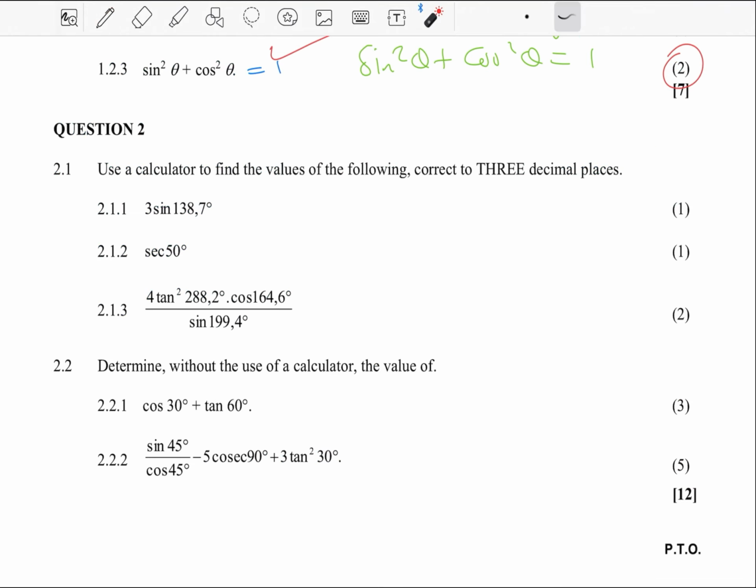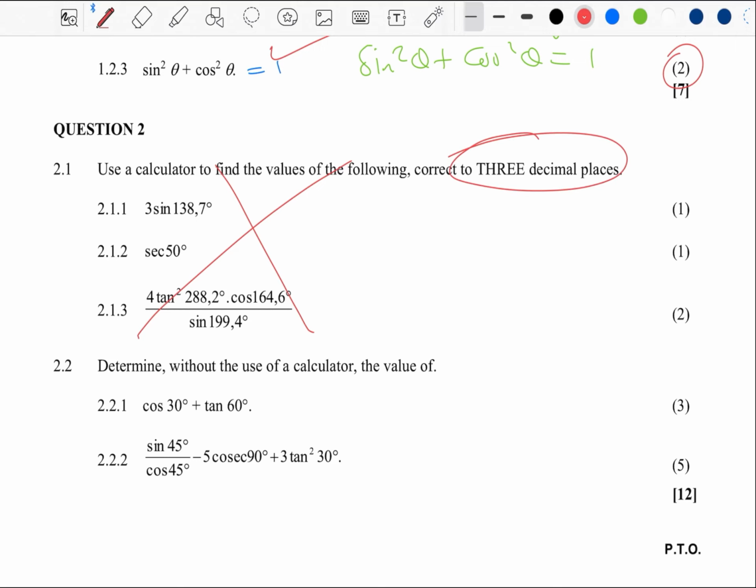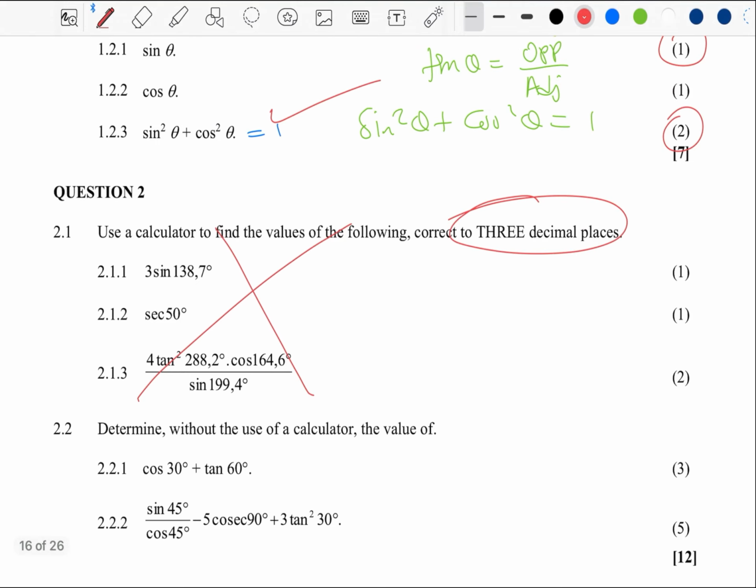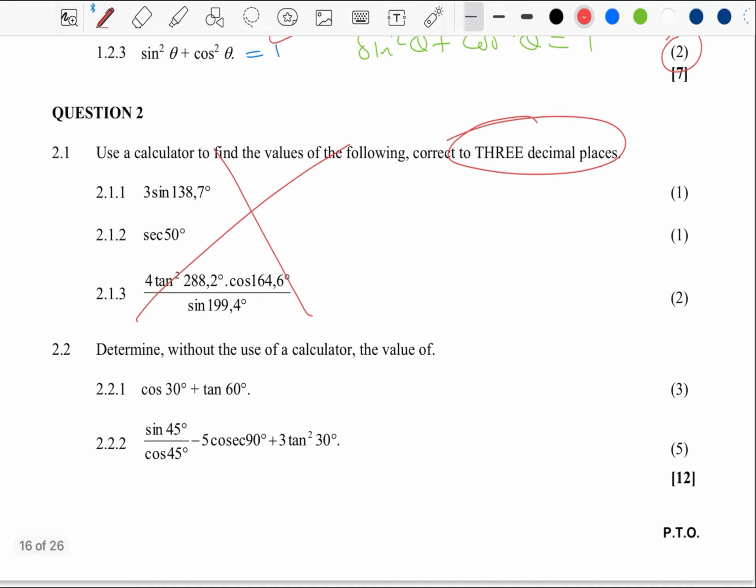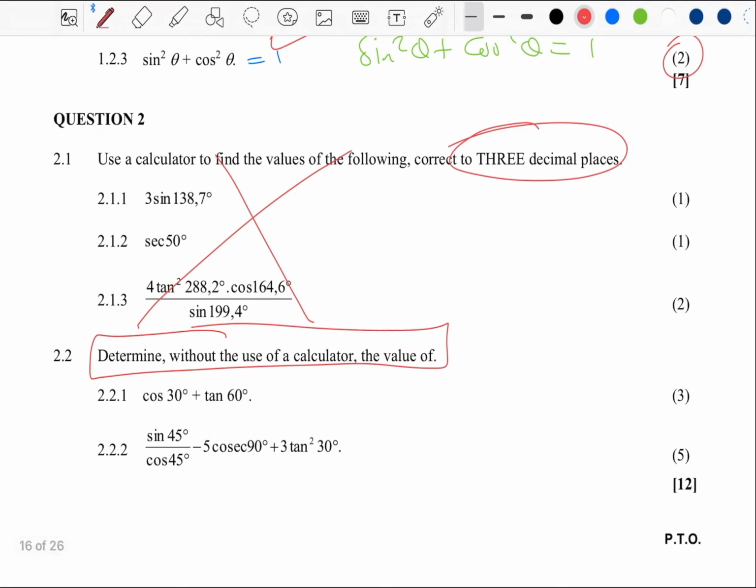So for question 2, we're definitely not going to do this, because they want you to just use a calculator to find the following values, and leave it to 3 decimal places. Of course, just take your calculator, punch it in the way it is, and you get your answer and your 4 marks. However, what I'm excited about is determining these trigonometric values without using a calculator. That's what I'm going to show you. But before we go there, let me give you some notes.